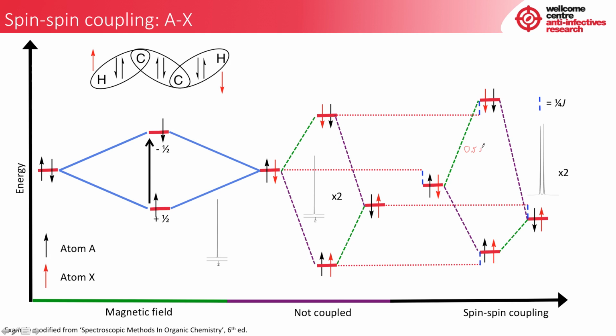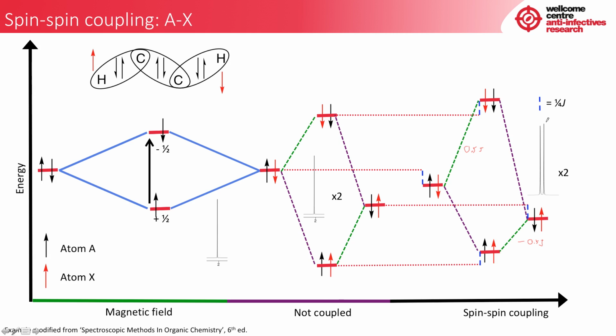If we then compare this to the other transition, exactly the opposite is happening. This alignment with the field is a quarter of J less favourable than previously, where this anti-parallel arrangement is a quarter of J more favourable. The result of this is that the energy of this transition is half J less. And this means that the difference between the two lines in total equals J.